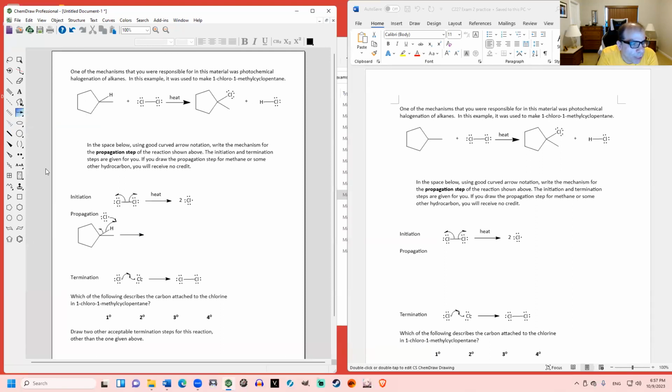After the first part of the propagation step, you should always get a carbon radical. Always. There are no exceptions. Wish that dot were a little bigger, but that's the radical that you get. And then recall that the radical reacts with a halogen molecule, not a halogen atom. It's always a halogen molecule.